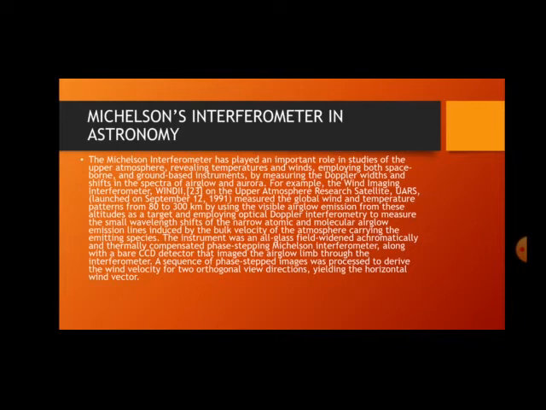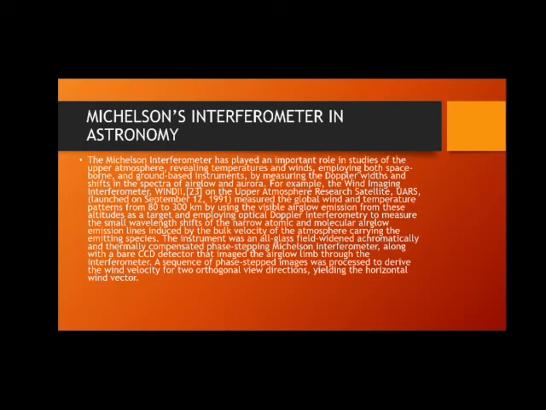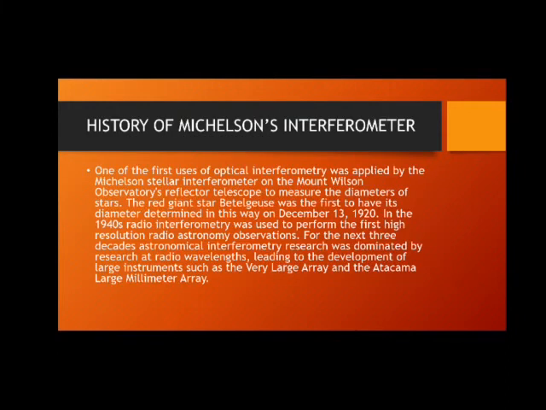The instrument was an all-glass, field-widened, achromatically and thermally compensated phase-stepping Michelson interferometer, along with a bare CCD detector that imaged the airglow limb through the interferometer. A sequence of phase-stepped images was processed to derive the wind velocity for two orthogonal view directions, yielding the horizontal wind vector.